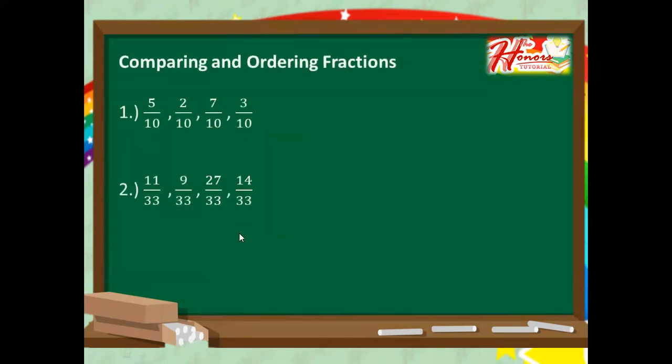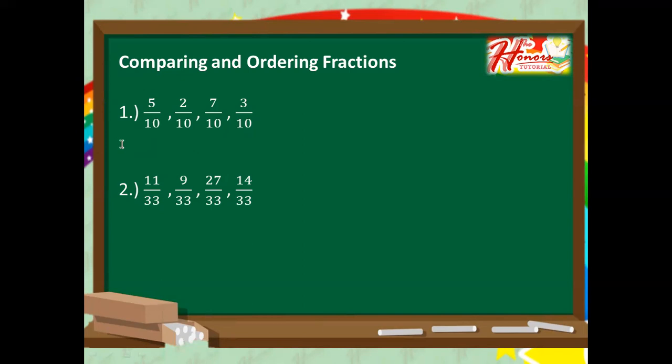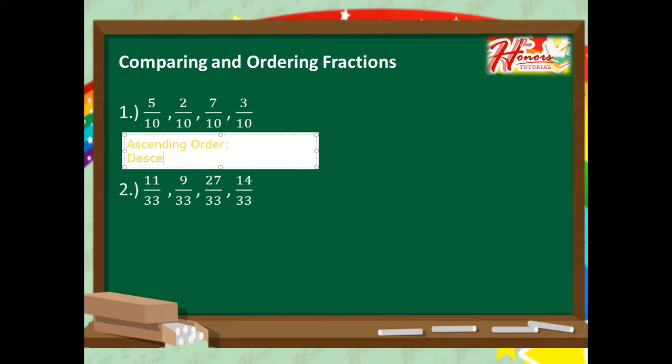Next, let us have comparing and ordering fractions. We have the ascending and descending order of fractions. Ascending order means it is from least to greatest. So let's have the ascending order here. And then we also have here the descending order. Descending order means it is from greatest to least.